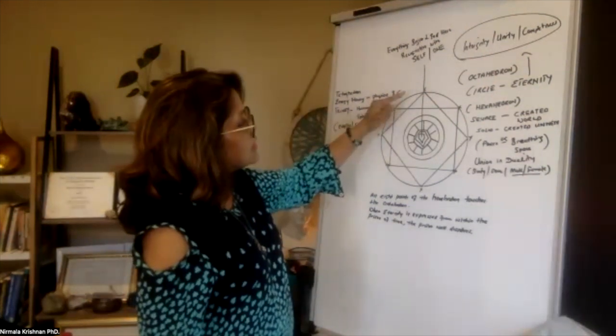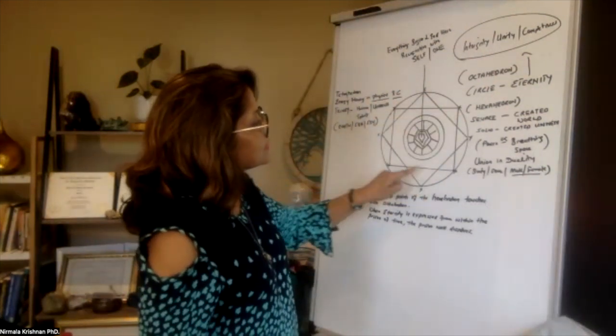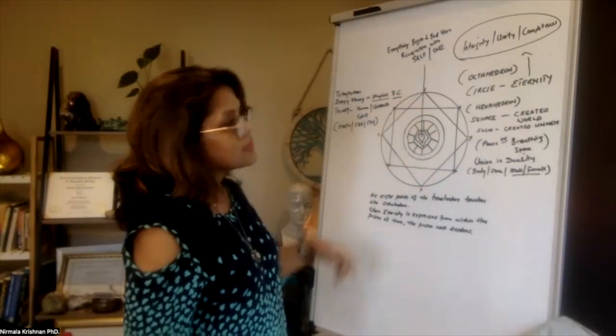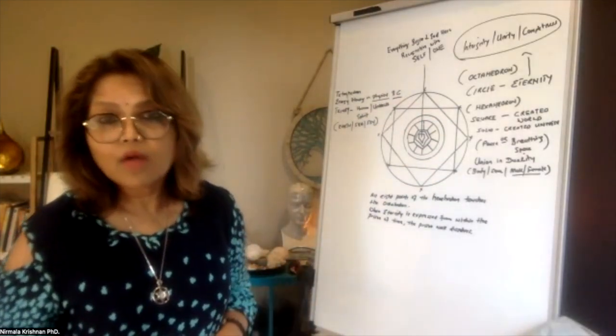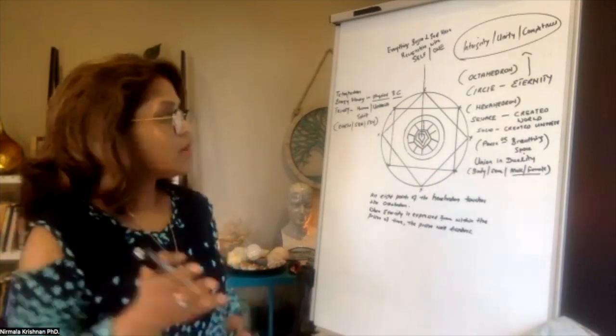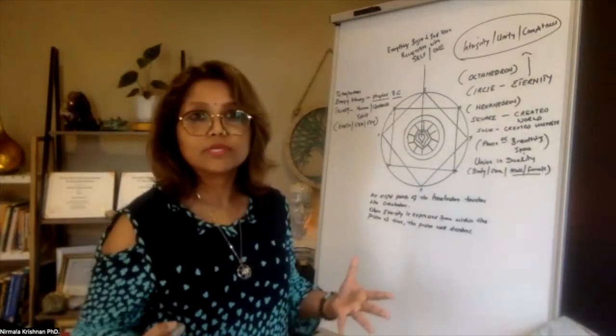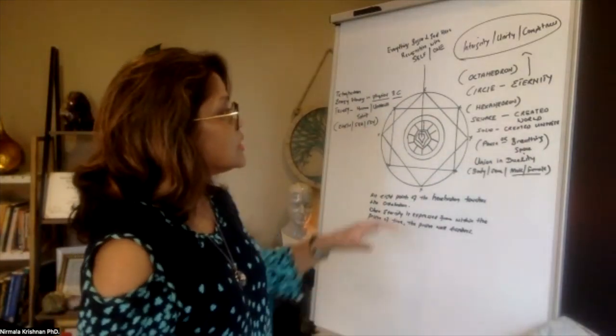Now, as you can see, the hexahedron, the square that you see. When you see a hexahedron, it is all about grounding. Daniel, you're completely aware of that. Hexahedron is all about grounding. Yeah, we have spoken about it a lot.